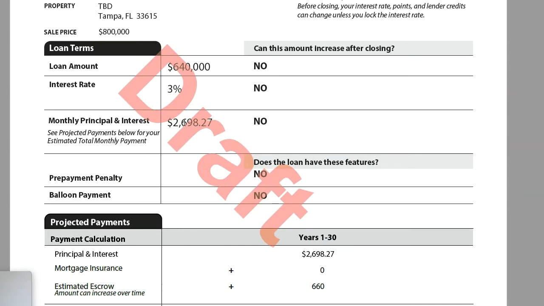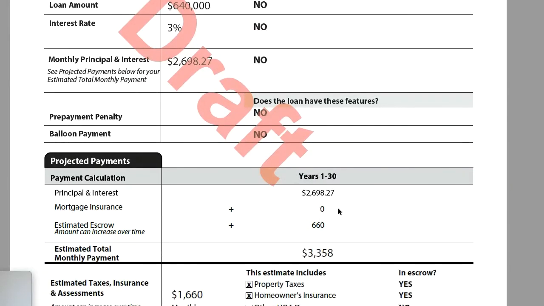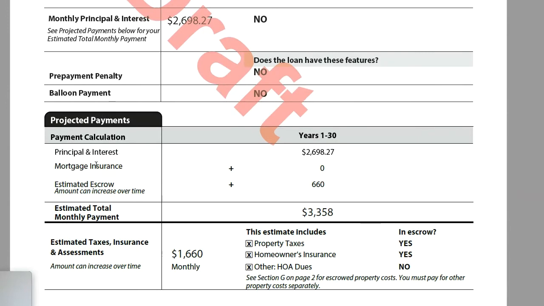And the monthly principal and interest in this line here is just the mortgage payment. It does not include the taxes and insurance. So that $2,698 that you see there is just the principal and interest payment. Now down into this section, it'll talk about your escrow payment, which would be your taxes and insurance, for a total payment of $3,358.